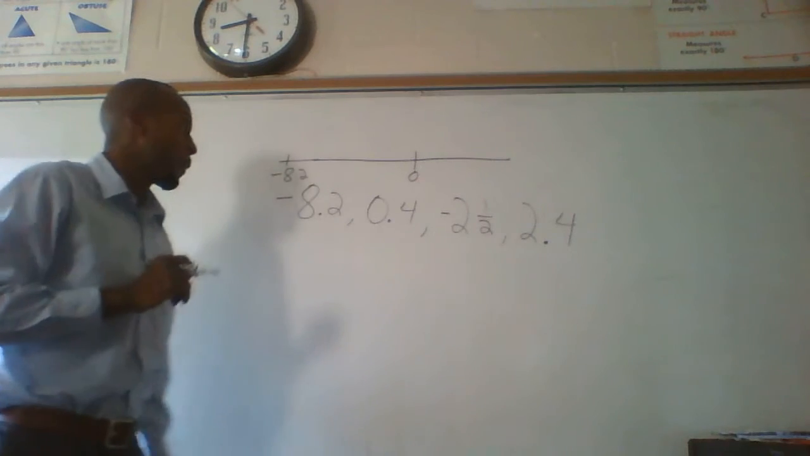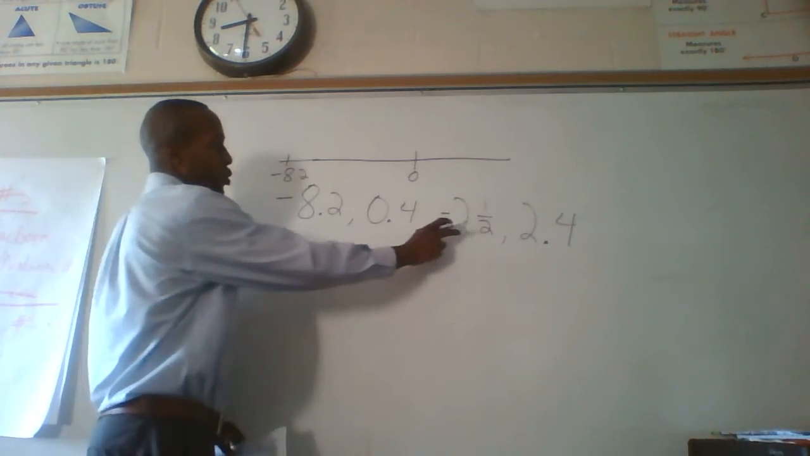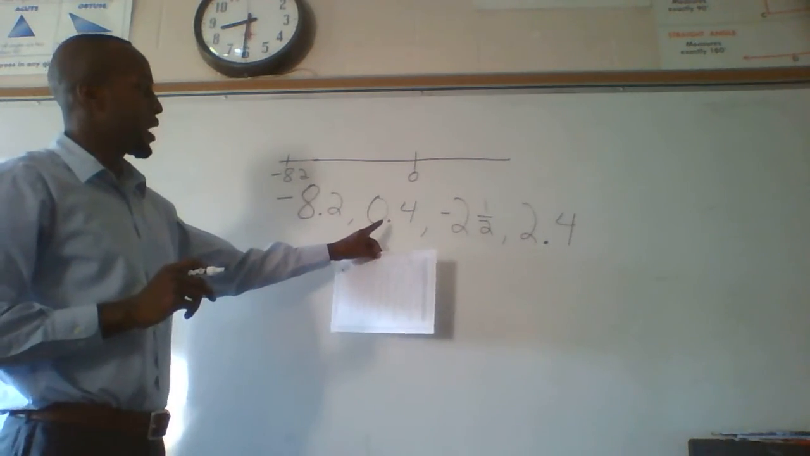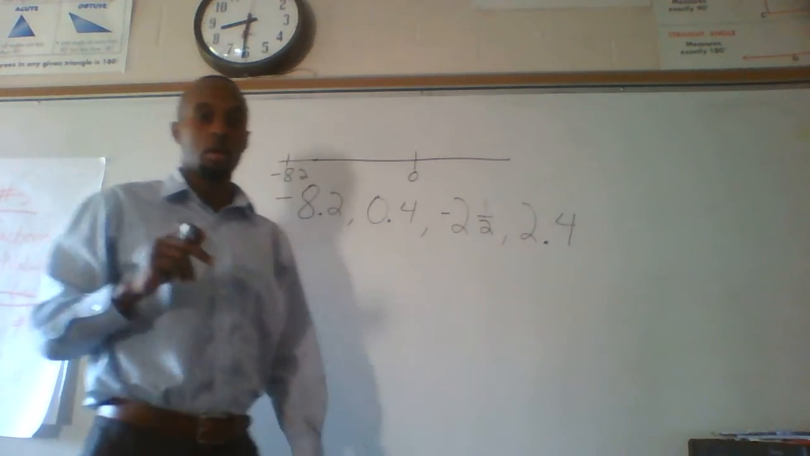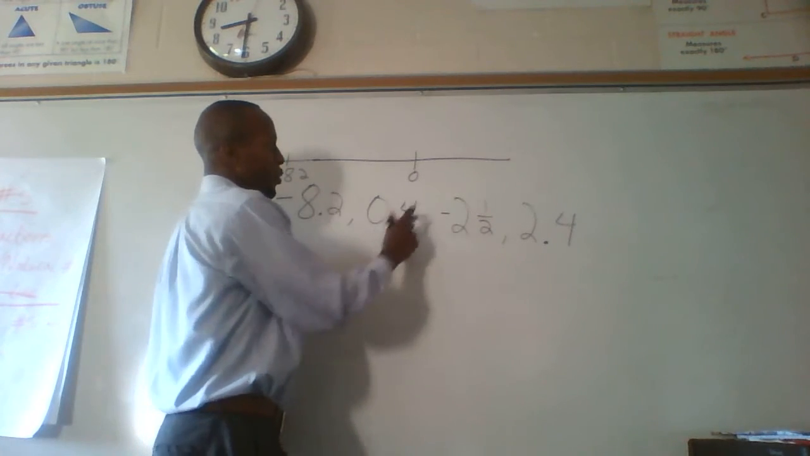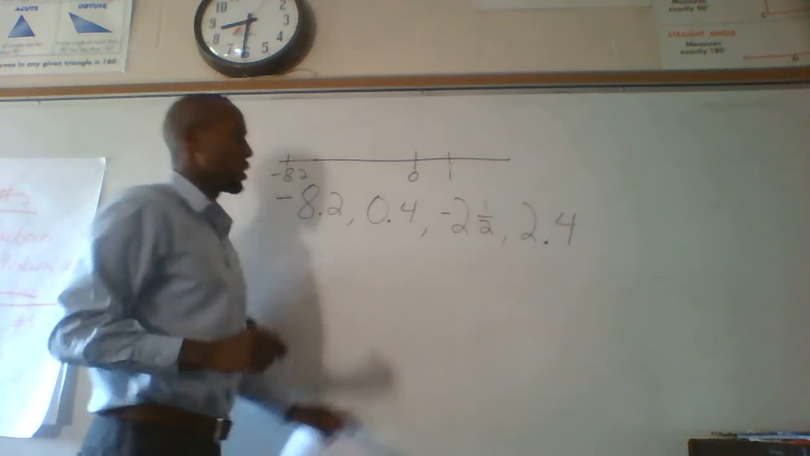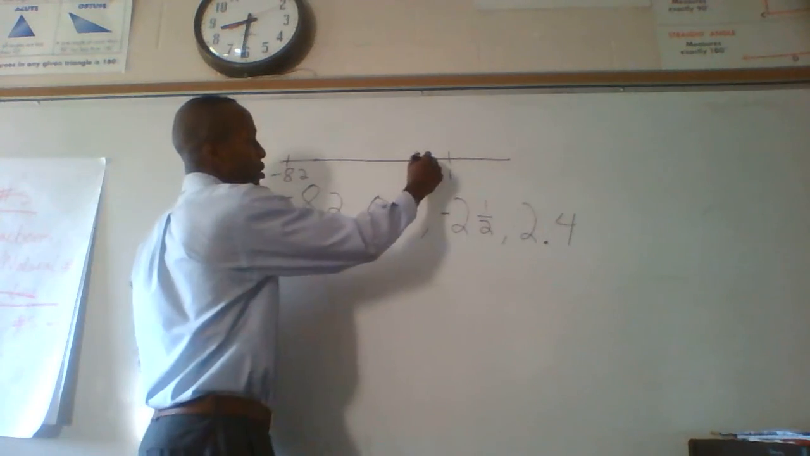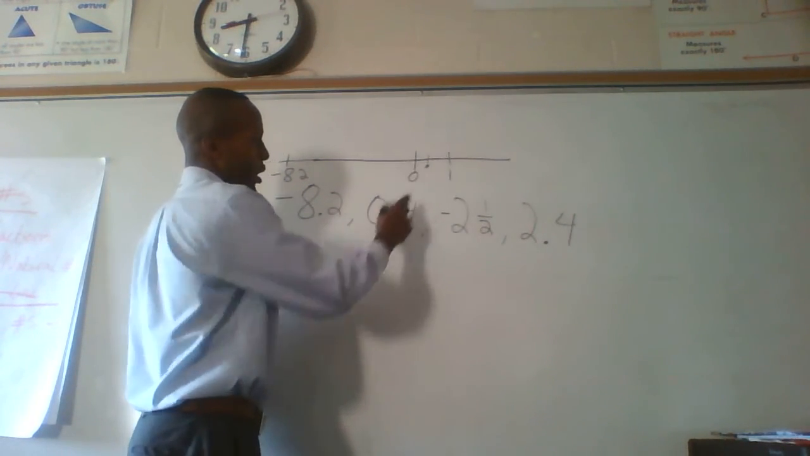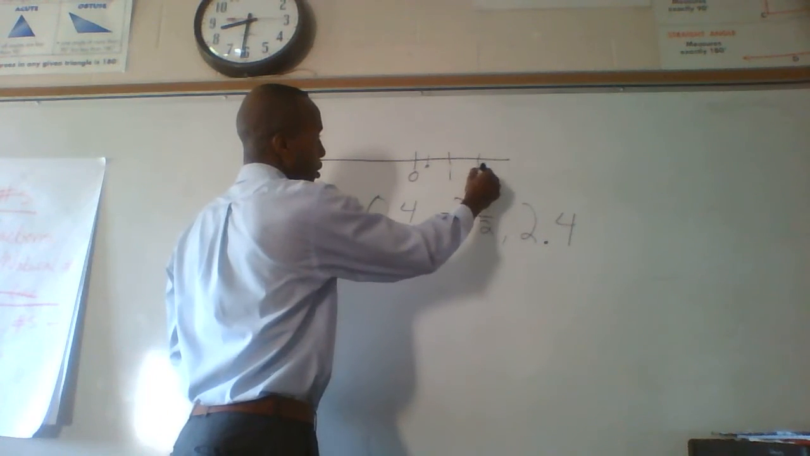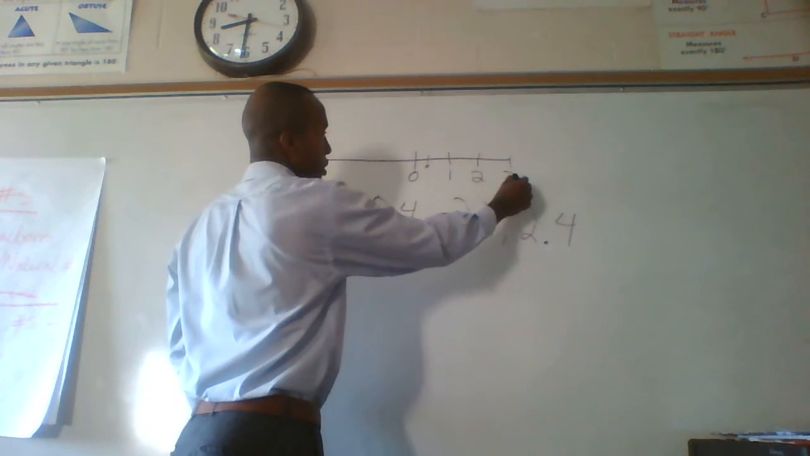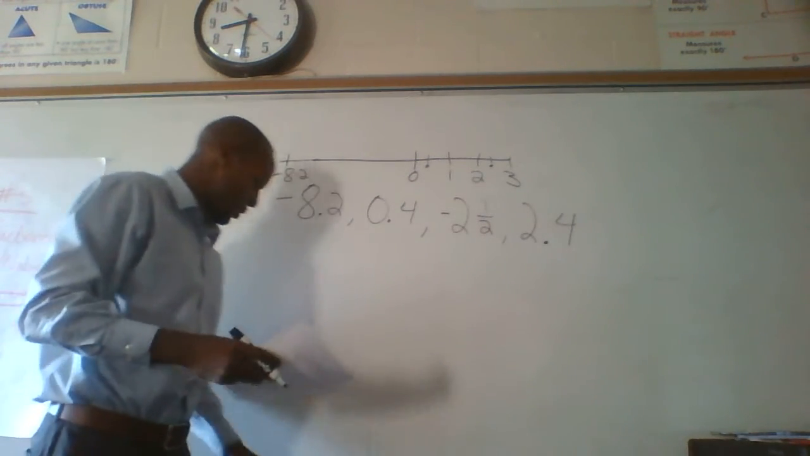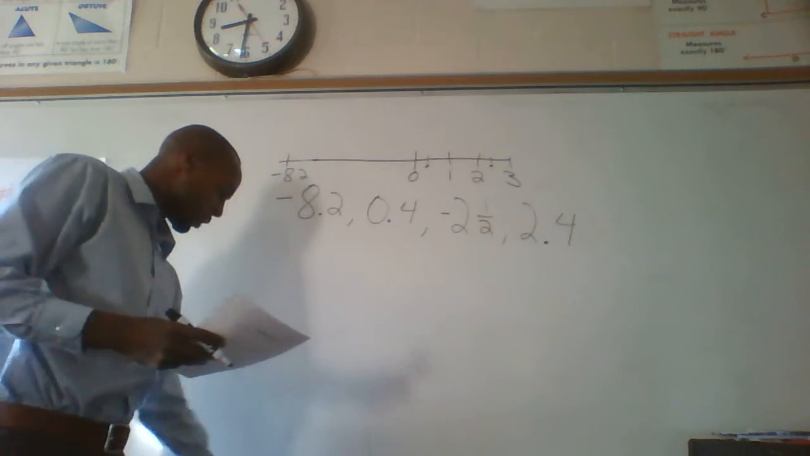Alright. So negative 2.5 is after that. Then the only two things we have are 0.4 and 2.4. Well, that's easy. If we plot 0.4, 0.4 is less than 1. It's a little bit less than half. 0.5 would be half. 0.4 would be somewhere around here, and then 2.4 would be somewhere around here. So that's simple. I can't think of anything easier than that.